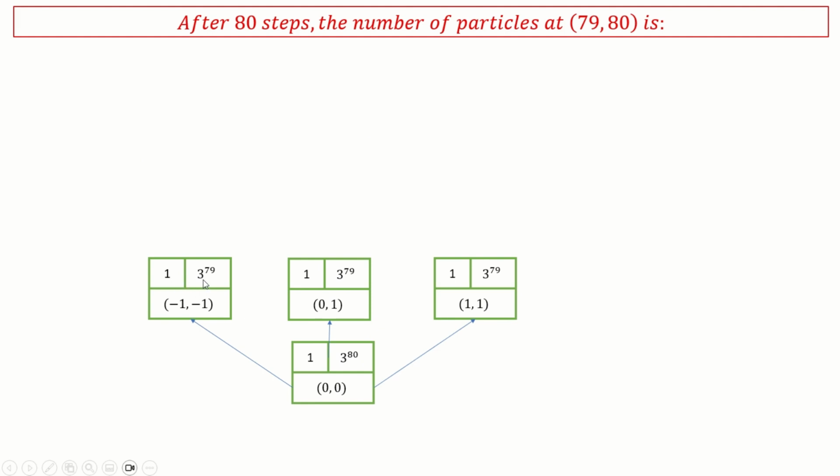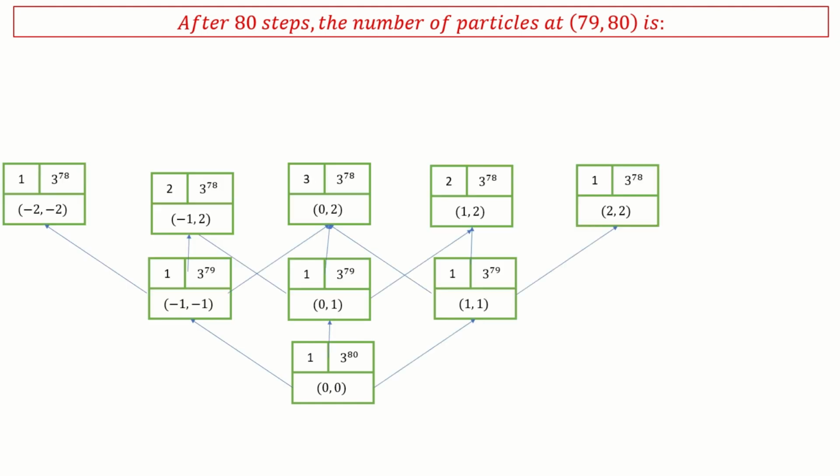Now the second level is done. Now you go to the third level. At the third level, you get 3 to the power of 78, because it is 3 to the power of 79, it will become 3 to the power of 78. In this level, everything is like that. And here there are two parts. One part comes from here, 3 to the power of 78, and the other part comes from here. So 2 times 3 to the power of 78 particles are here. Here 3 times 3 to the power of 78. They come from 1, 2, 3. Similarly, here 2 times, here 1 time.